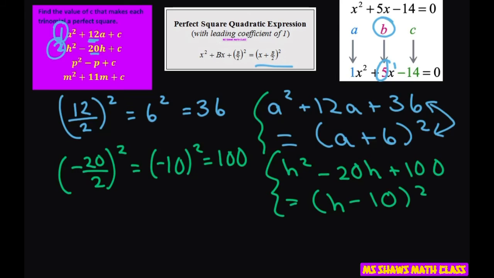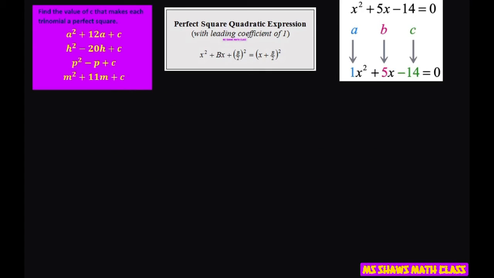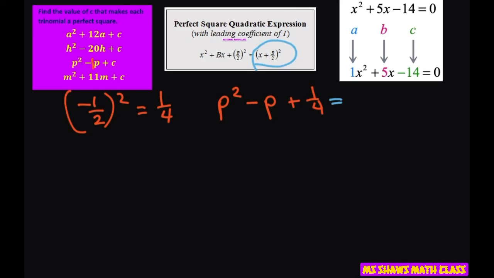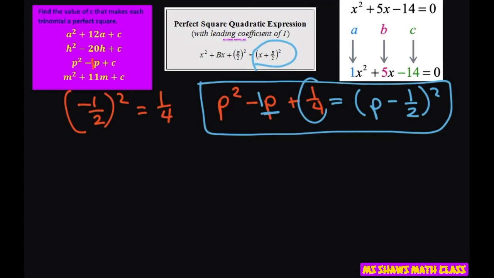So let's do the last two. We have 1 here. So you take negative 1, square it, and that gives you 1/4. So that means I can write this as p squared minus p plus 1/4. Now, if you condense it, that's equivalent to p minus, just take half of this, 1/2. Half of the 1, squared. These are equivalent. But your c is 1/4.